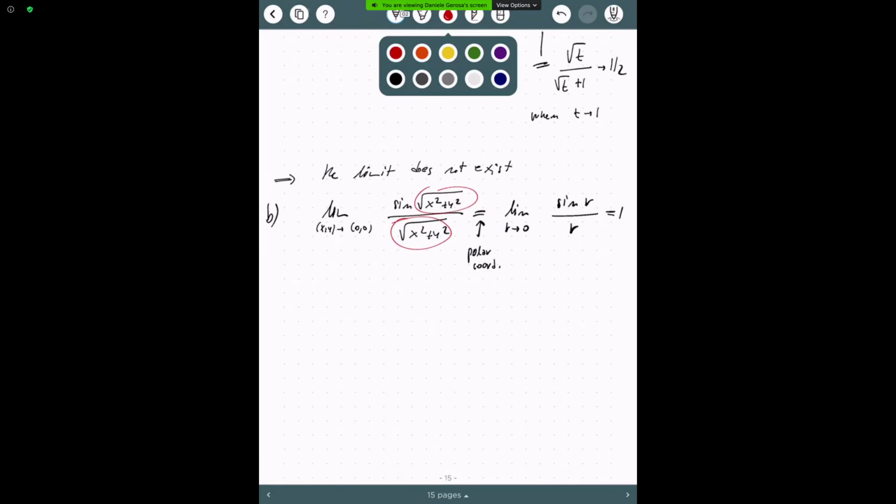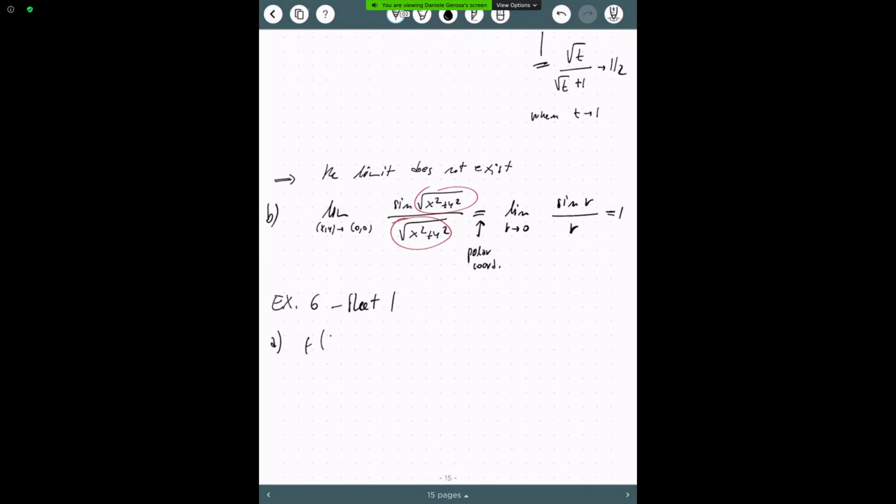All right, so exercise number 6, sheet 1. We have a function f of x, y, which is defined by this. That's a very standard function to find. And what's the question here? Express this function in polar coordinates.